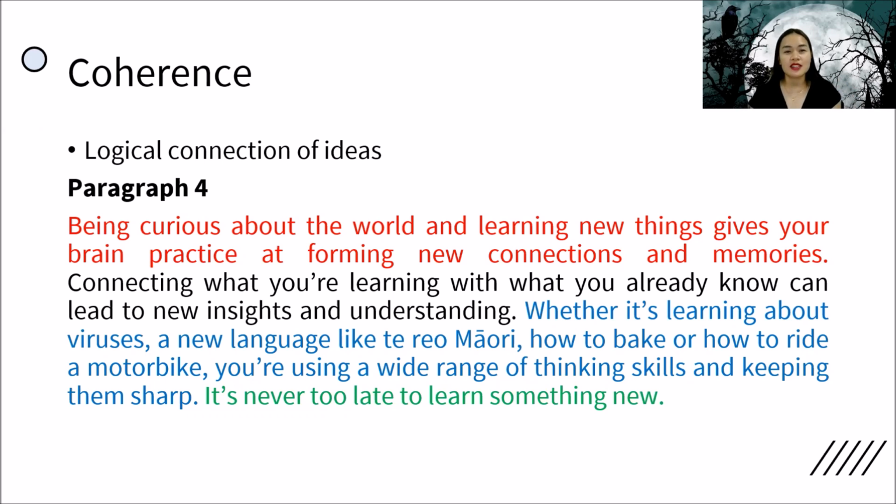Okay, so coherence is when all of your ideas are connected to each other. Look at the examples. All of these examples are examples of something new that you can learn, right? And then look at the conclusion. The conclusion is like giving you an advice based on everything. What is the author's advice to you? So the advice is learn something new. It's never too late. Okay, so everything in a paragraph must tie in with each other.